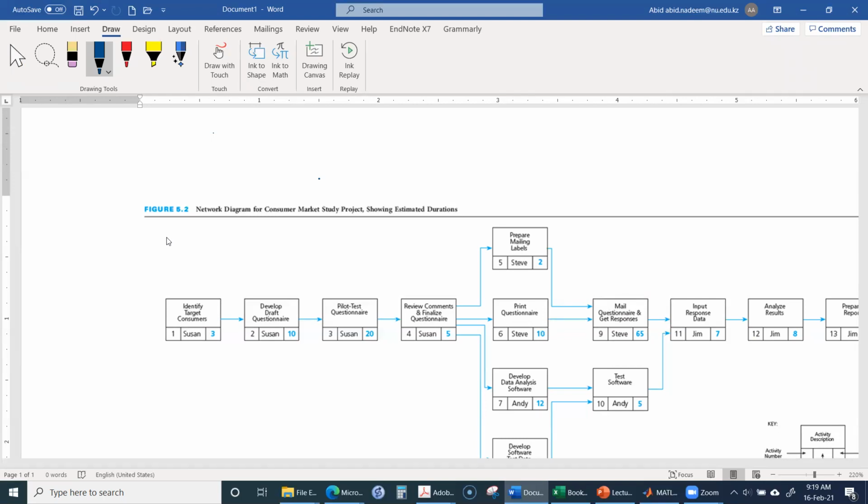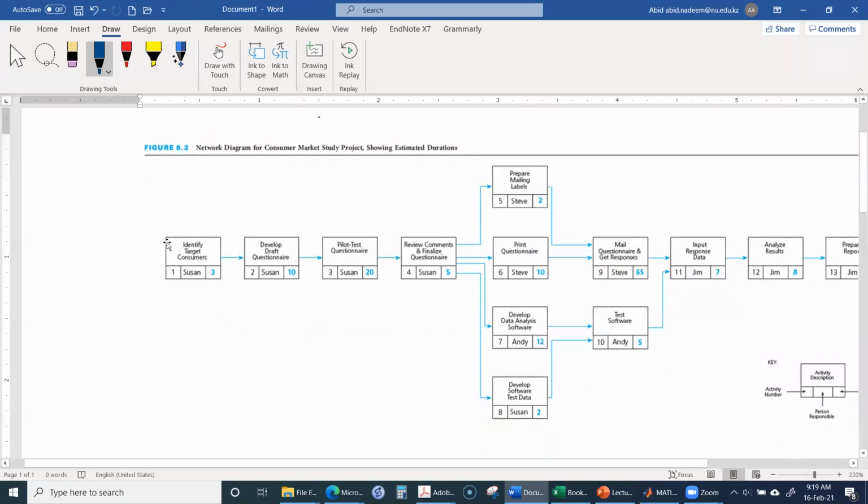Can you see this figure clearly? Yes, we can see. Okay, the first activity, what can you read? Identify target consumers. Similarly, you may be able to see all these activities.